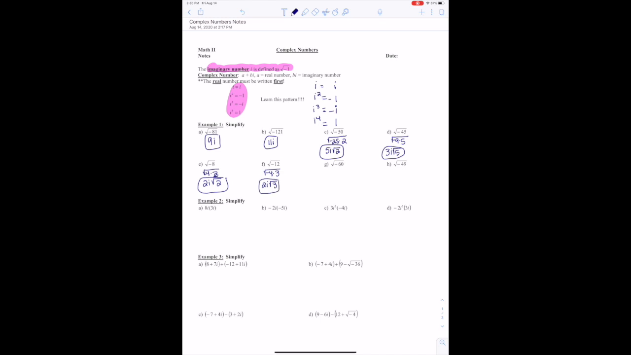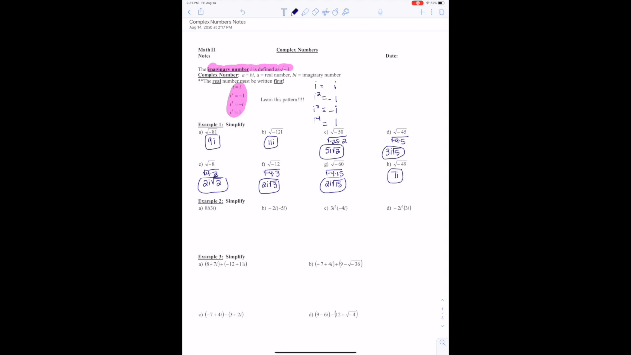For -60, a perfect square that goes into 60 is 4, so 4 times 15. The square root of 4 is 2, the negative turns into an i, and we have the square root of 15. And then we get the square root of -49. Remember, that turns into a 7, and the negative turns into an i. It is not a -7. It turns into an i.